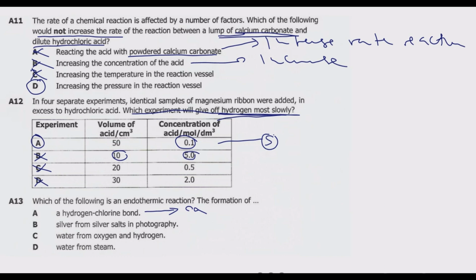Then if you see silver from silver salts in photography, this should be endothermic because we are breaking the bond between silver and the other compound. Then if you look at C, water from oxygen and hydrogen, so this is basically also breaking. Okay, this one, water from this is forming because we are combining oxygen and hydrogen, so this is bond formation, so this is exothermic. Water from the steam, because the steam is hot, for it to make water it needs to give out energy, so that's exothermic. So also this one is incorrect, so B is the best option.